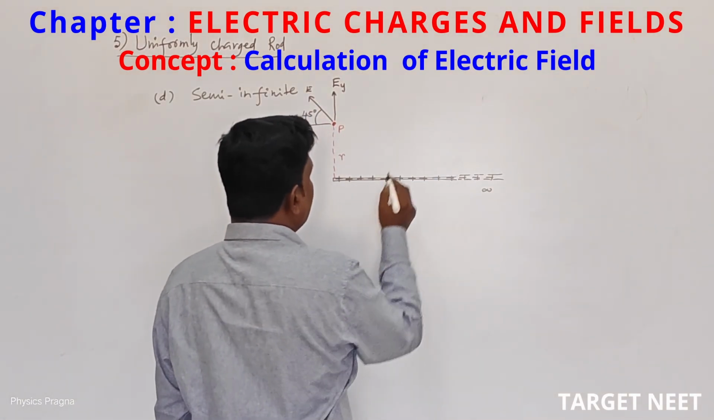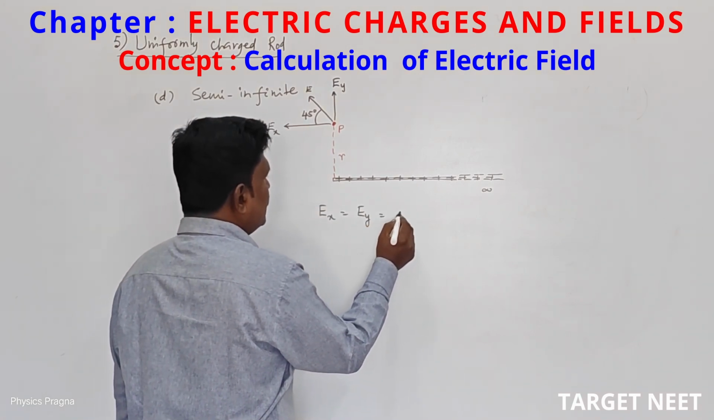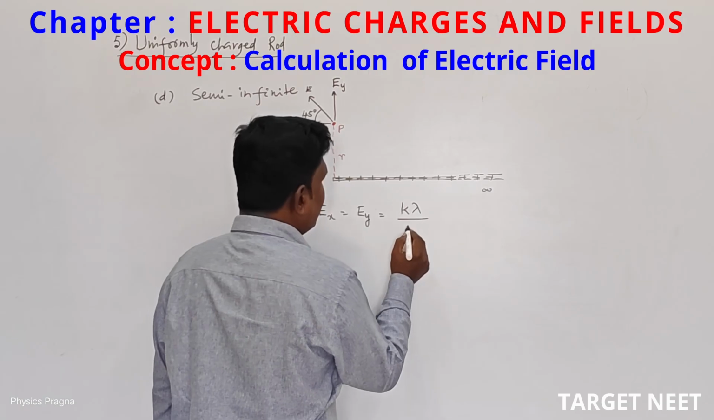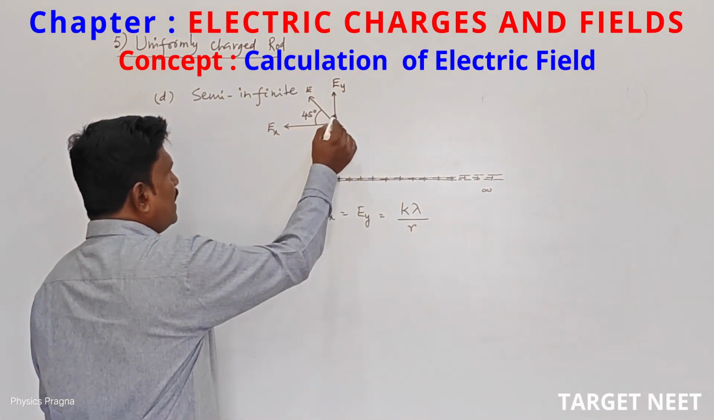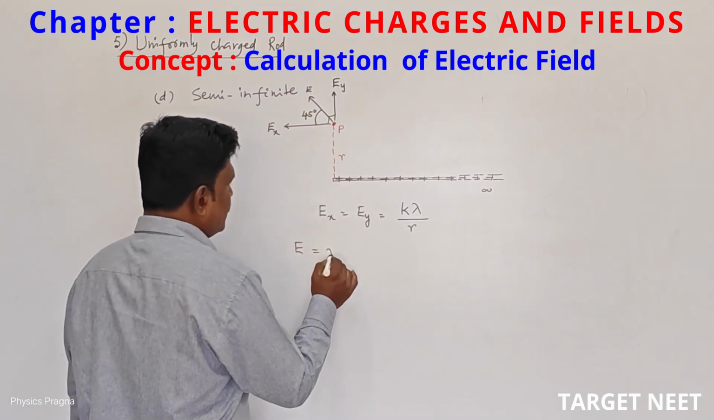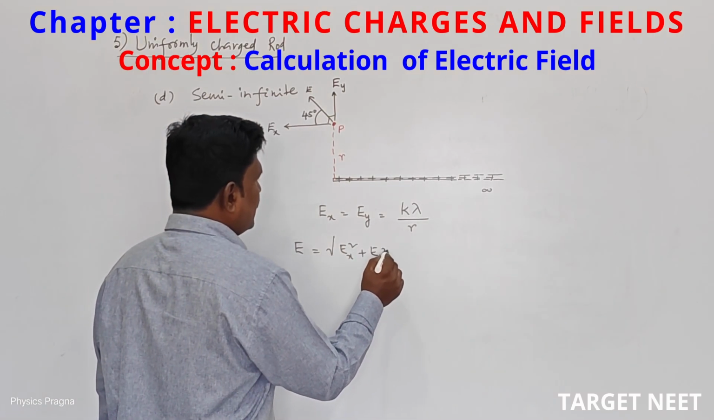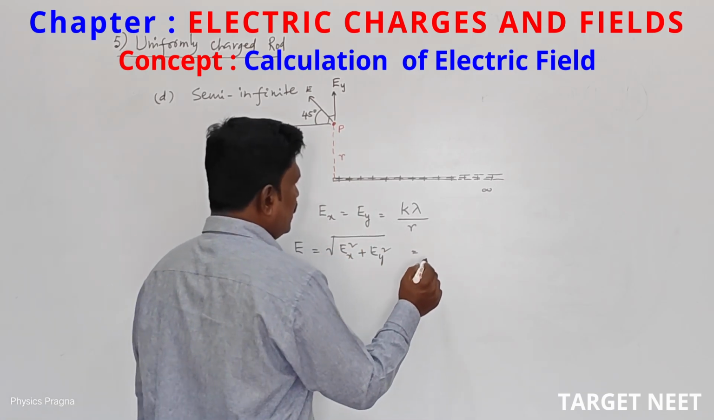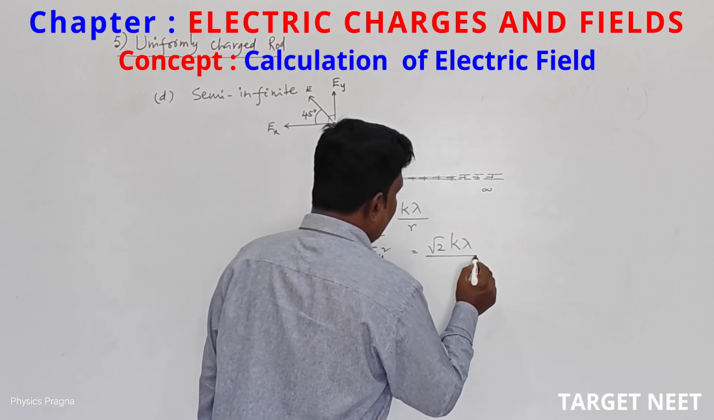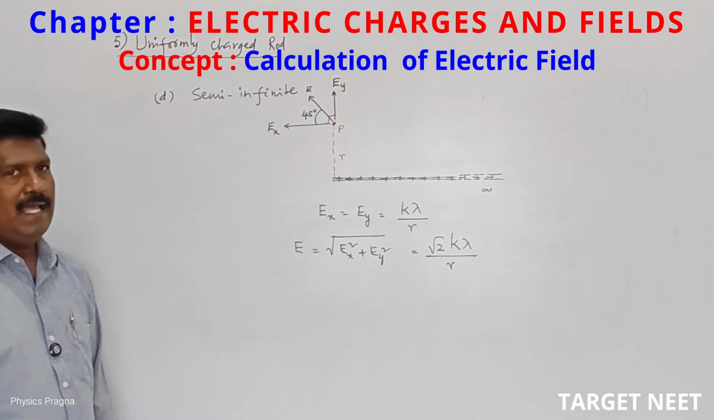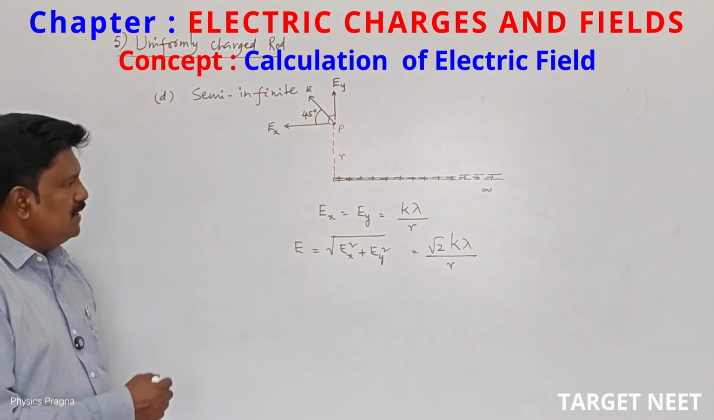In this case, Ex is equal to Ey, that is k lambda by r. Both are equal, and the angle between them is 90 degrees, so E is equal to root of Ex square plus Ey square, that is equal to root 2 k lambda by r. So this is the electric field, and these are the directions of the electric field. Next one.